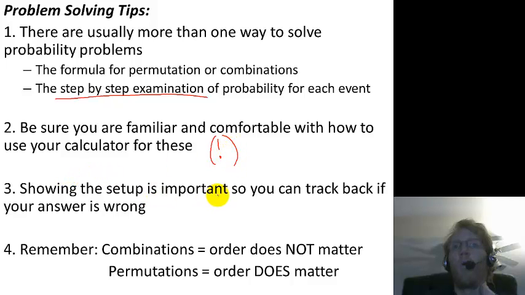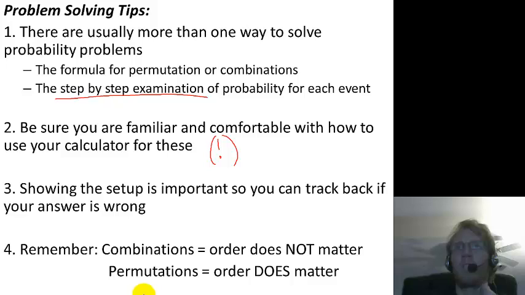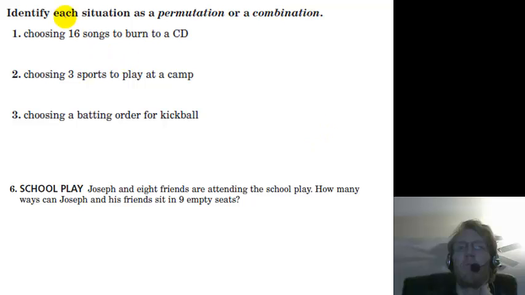Showing the setup is important. So again, when you're using these formulas, it's really, really critical that you show what is n, what is r, which of the two versions are you using, and then plug in your numbers. And lastly, combinations, order does not matter. Permutations, order does matter. And that's just something to remember if you don't already know these words. All right, let's see what it looks like when we apply it to an example.